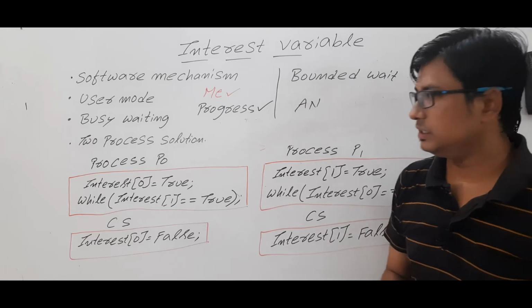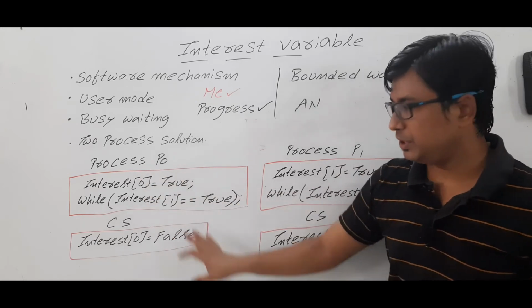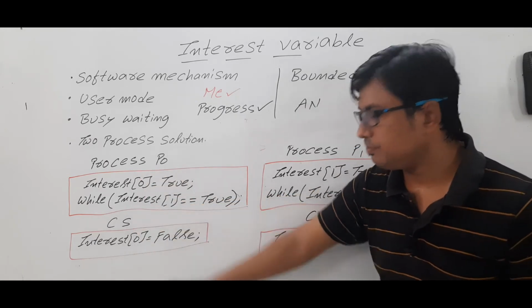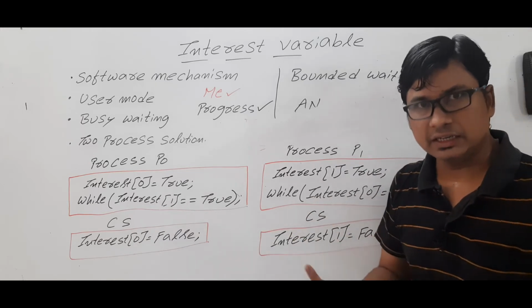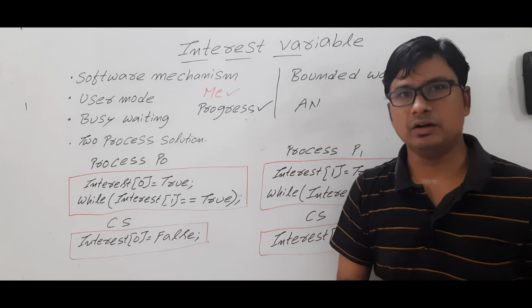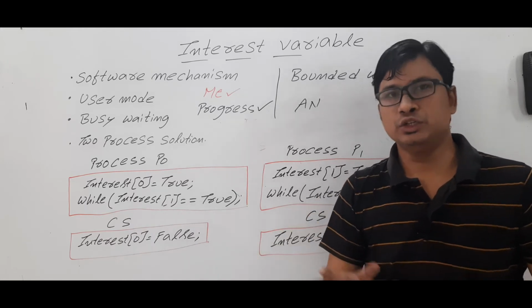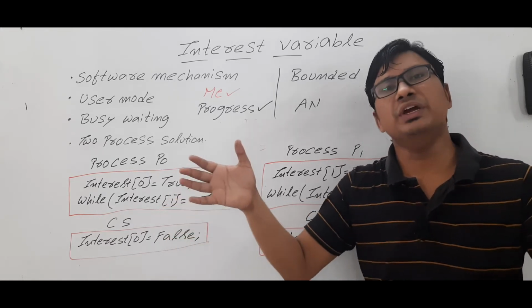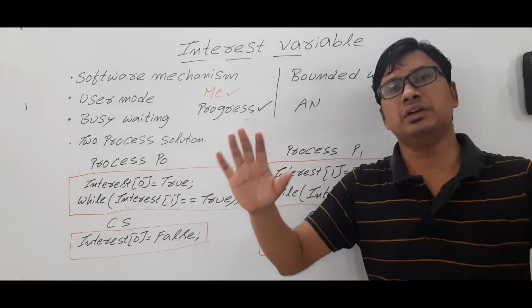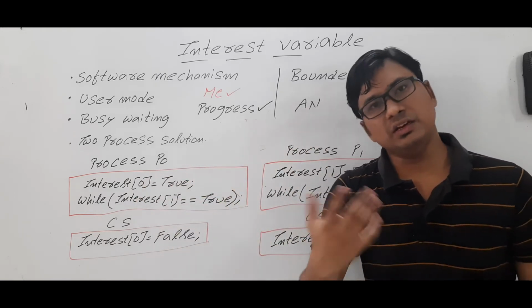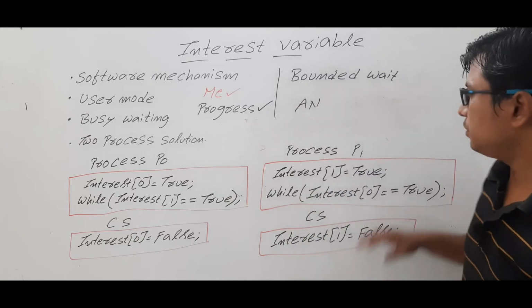Bounded waiting is that when process P0 has completed its task and process P1 is waiting, it should allow, am I right or wrong, after some amount of time. It should not make process P1 wait for a long time. Am I right? It should not allow process P1 to be in starvation or in deadlock. Am I right or wrong? Look here.